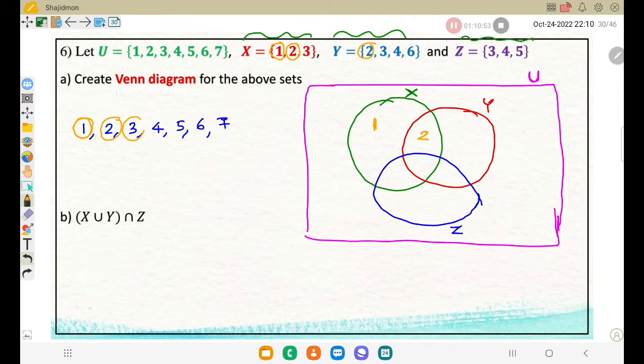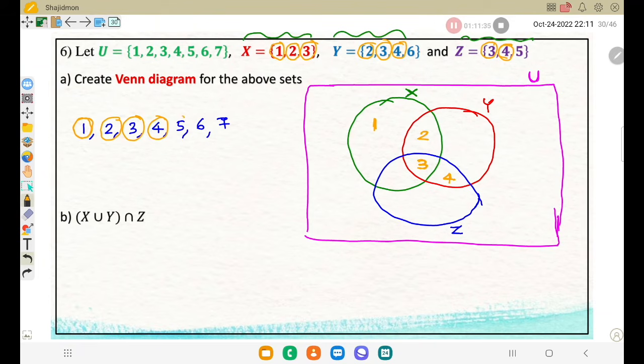Now 3 is coming, in which sets? X it is there, y also there, z also there. All these 3 sets, number 3 is coming. So in the common portion of these 3 circles, mark 3. See, here is the common portion. All these 3 circles are coming in that area, write 3. Now 4 is coming in which set? Y set, correct? Sorry, not only in y, it is coming in y and z. The y and z common portion here. This is 4, in the y and z common portion.